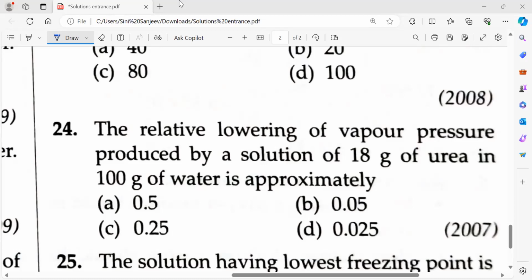Yes. So I got the correct answer. Option B. Very good. So I think this is a direct question. 0.05. Very good.